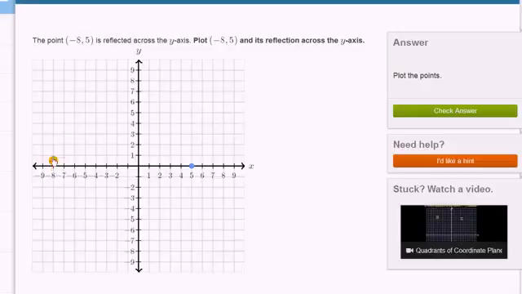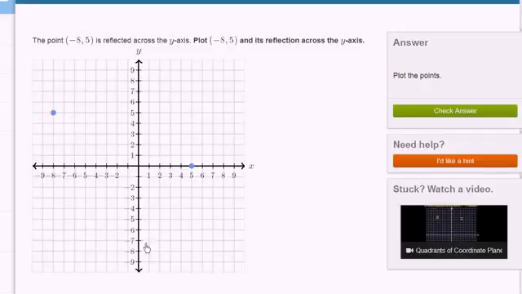So I'll go up 5. So the y-coordinate is 5 right over here. You see -8 and 5. We've gone 8 to the left because it's negative, and then we've gone 5 up because it's a positive 5. So we've plotted -8 comma 5. Now we have to plot its reflection across the y-axis.